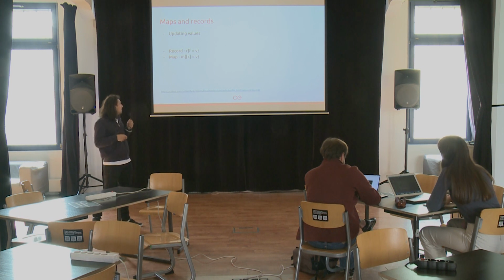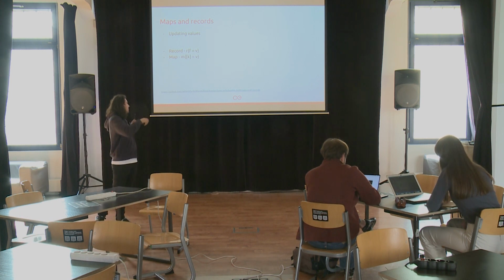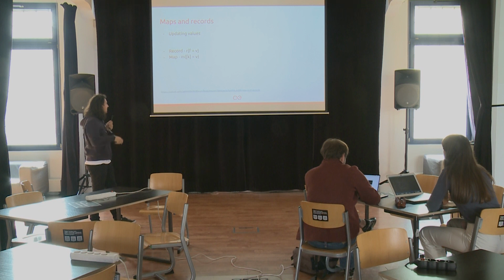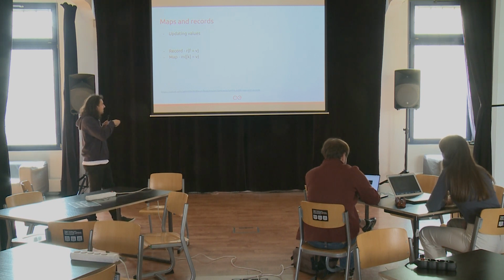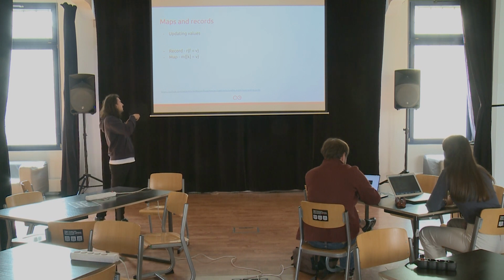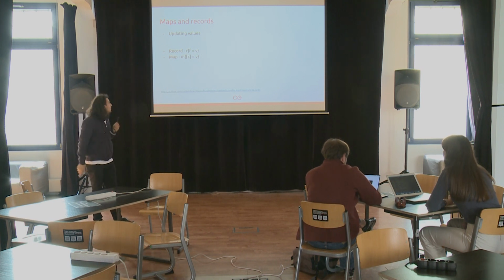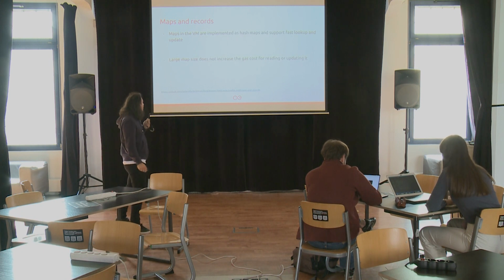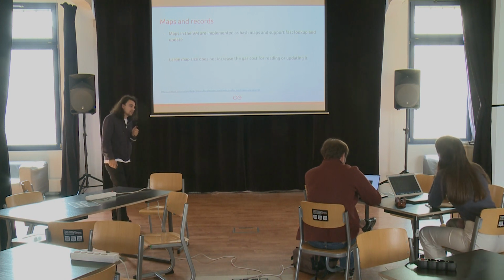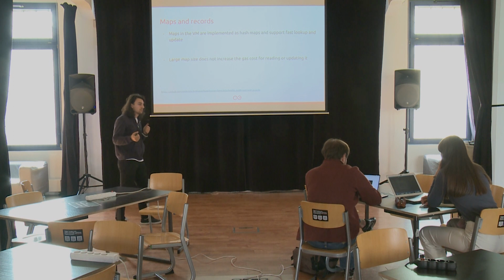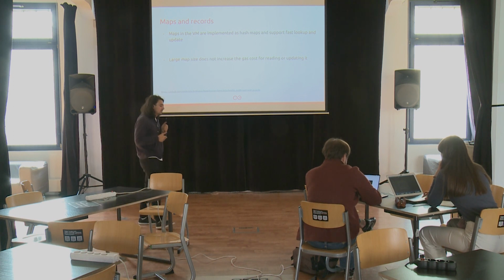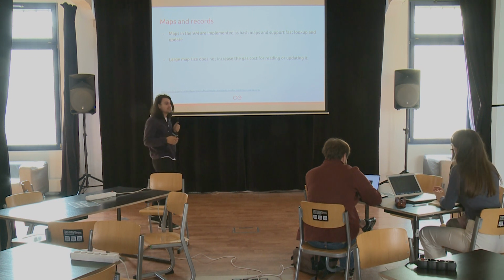When we want to update values of a record or a mapping, we do it like this with curly brackets, and everything else is the same. For the mapping, we set this key, the new value is this, and for the record, this is the field, we set this to the new value. Mappings are also implemented in the virtual machine as hash maps, so that's why they support these fast lookups. And large maps do not increase the gas price for reading or updating.